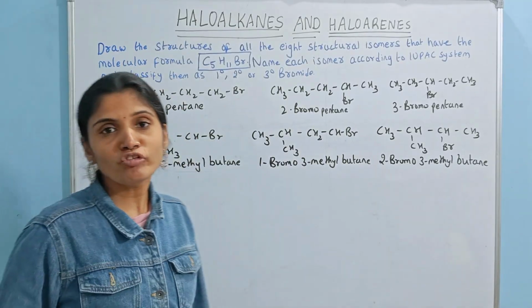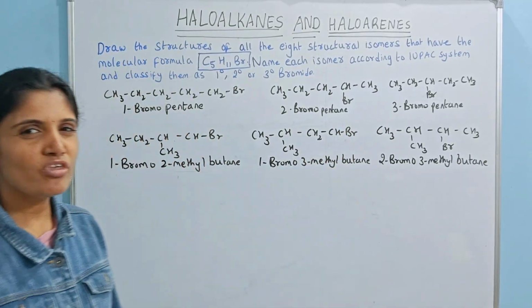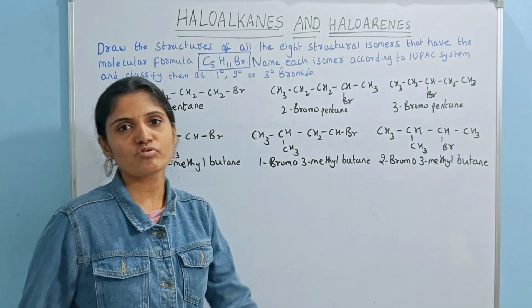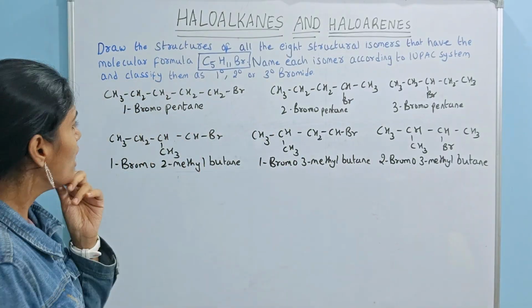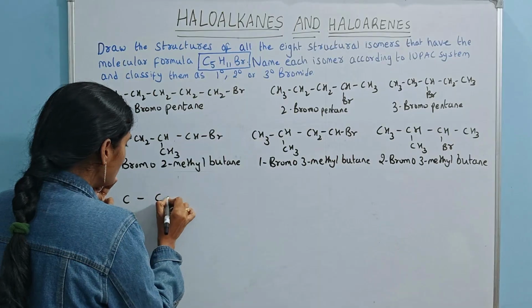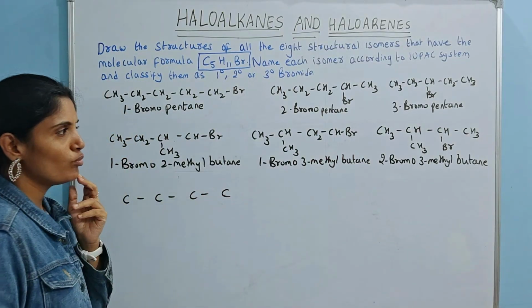With 4 carbons in the main chain, I have tried 3 possibilities. Can I get any more possibility with 4 carbons in the main chain? Now we are getting closer. We already wrote 6 structures, so we now have to get only 2 more structures. With 4 carbons in the main chain, can I get one more structure?